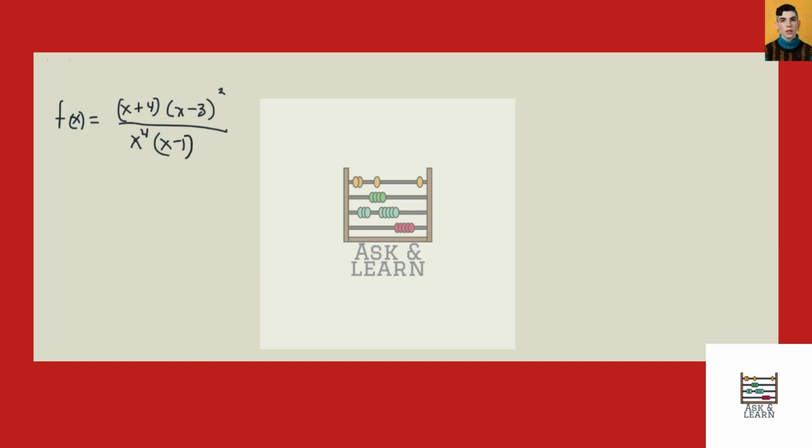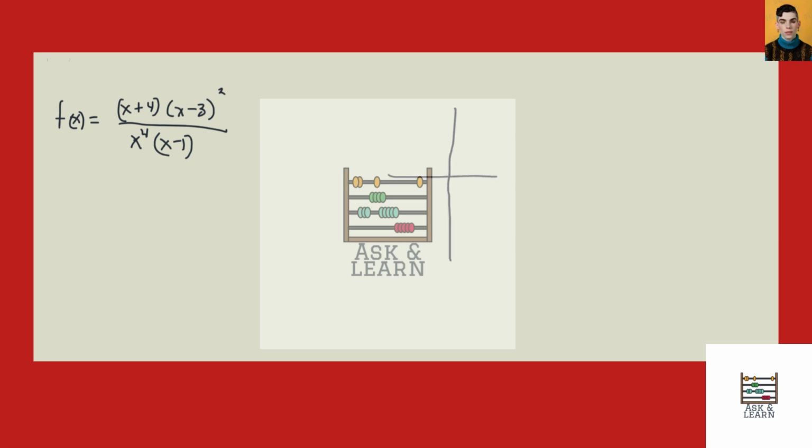We want to sketch the graph by hand using asymptotes and intercepts of f of x is equal to (x plus 4)(x minus 3) squared over x to the fourth times (x minus 1). Then we want to use our sketch as a guide to producing graphs that will display the major features of the curve, and we're going to use that graph to estimate the maximum and minimum values.